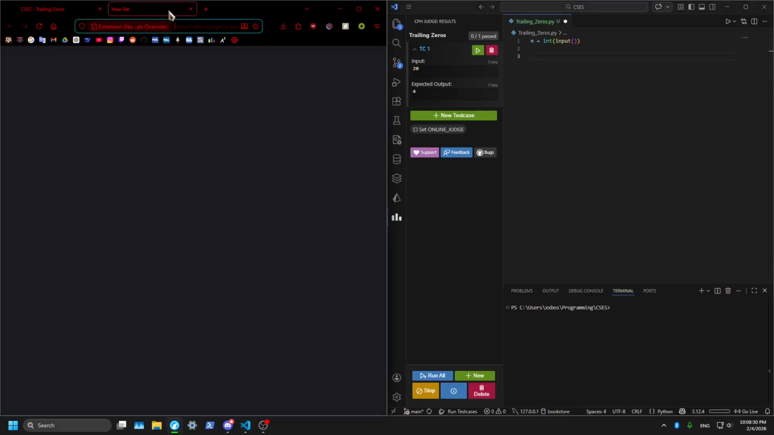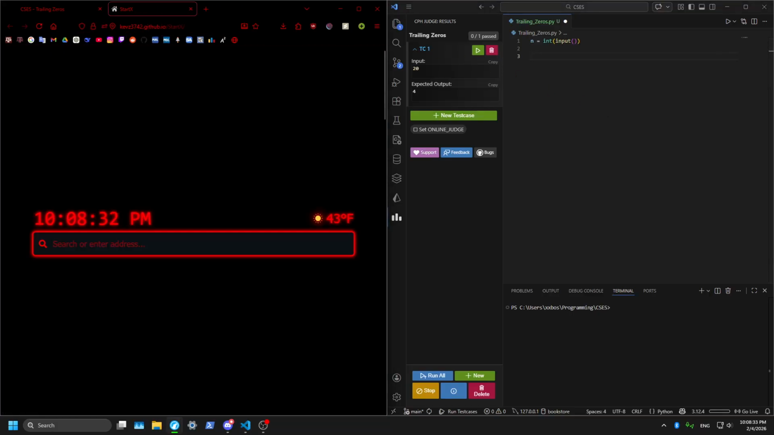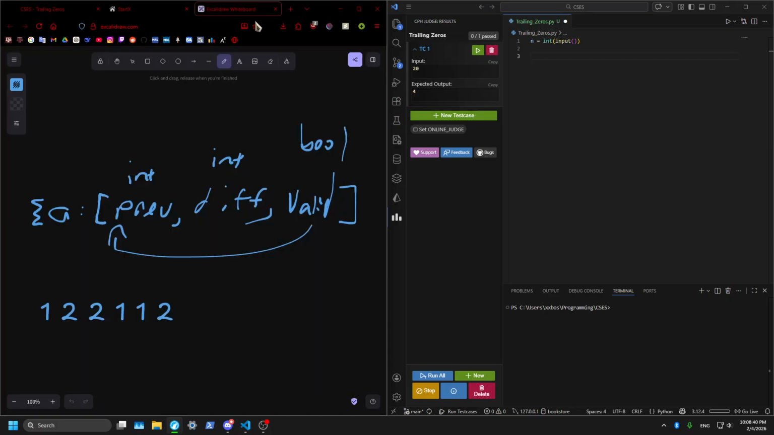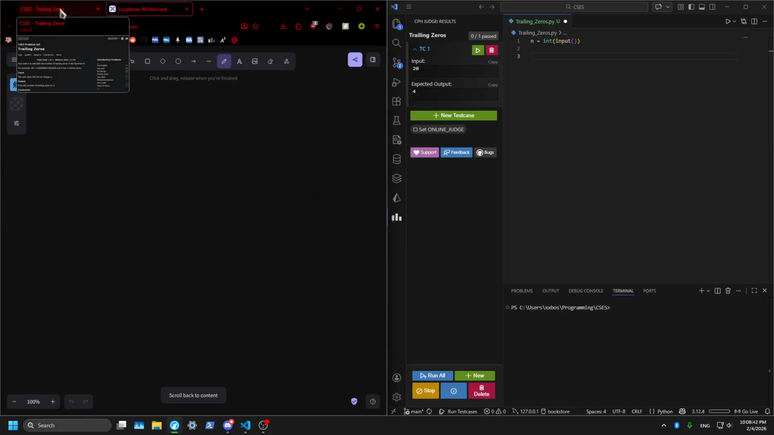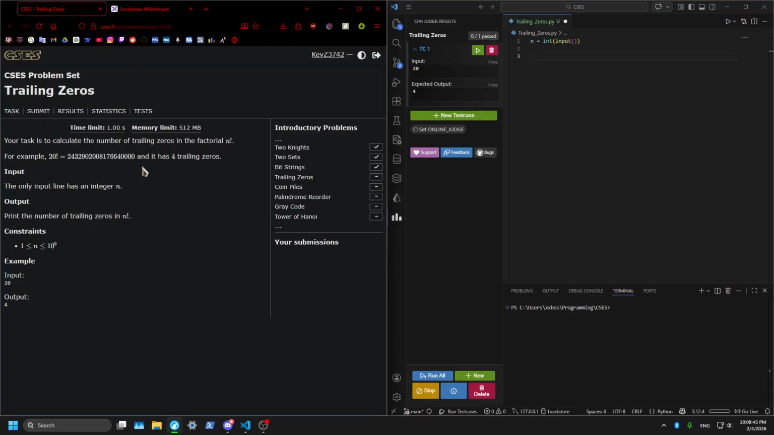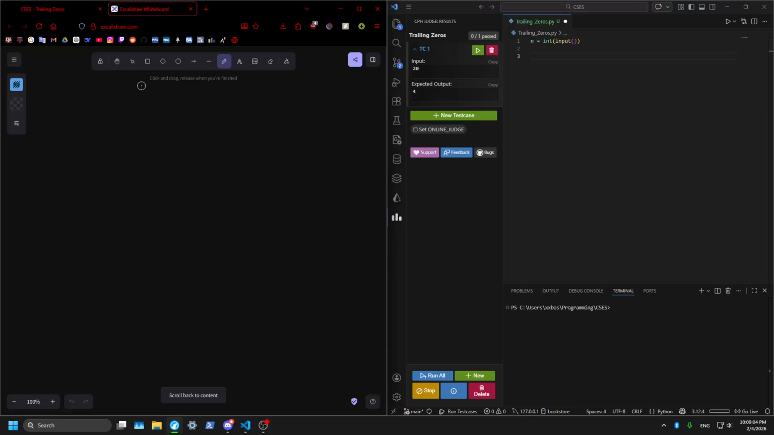What's the best way to do this? Let's pull up Excalidraw. This doesn't seem like something that's that hard. It just seems like something that could get complicated, because obviously we can do the factorial and then count, but it's 10 to the 9, so that's not the right way to do it. We're not gonna be able to compute that basically. So 20.